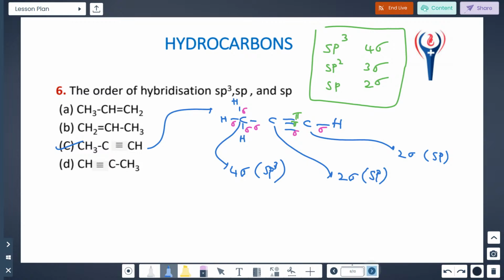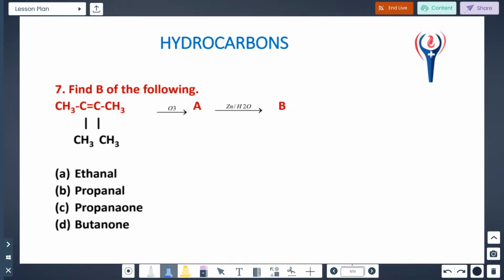Next one, the seventh one. This also is ozonolysis followed by zinc hydrolysis. See, ozonolysis means I take this common: 2,3-dimethylbut-2-ene. So when you do ozonolysis, what happens? The 3 oxygens are going to add in between.